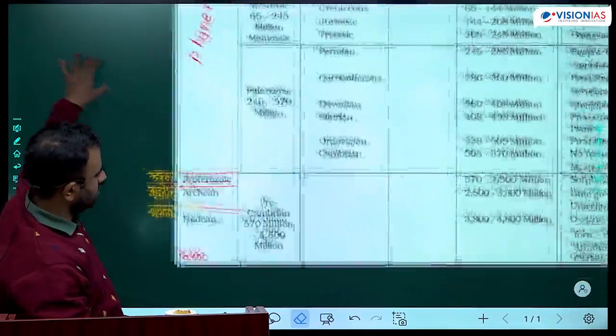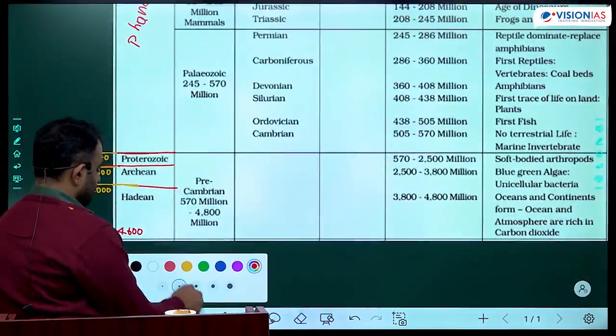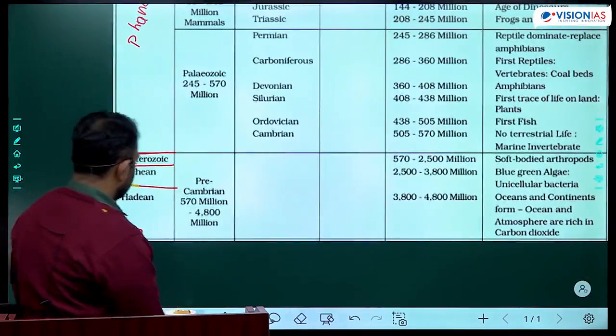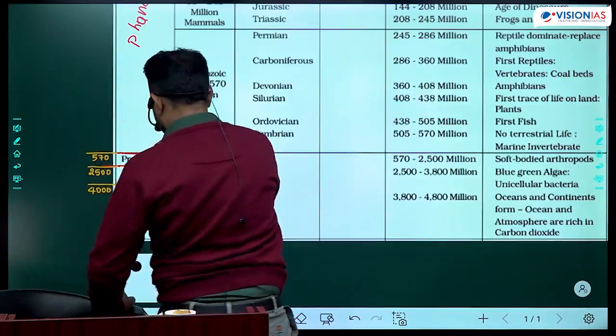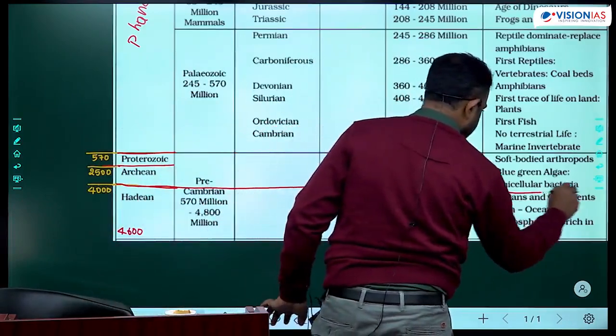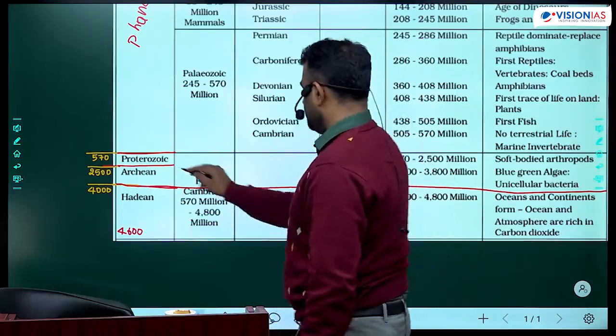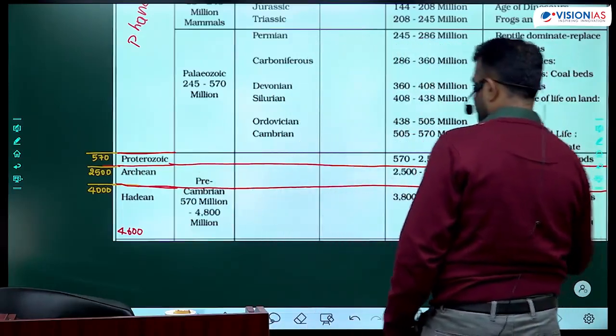Okay, first let us cover these three. Wait, the problem here is that many changes must have happened, but we do not know. We have less evidence regarding the changes that have happened here. What are the major changes that have happened during the Hadean, Archean and Proterozoic?